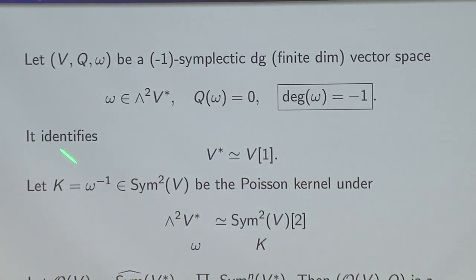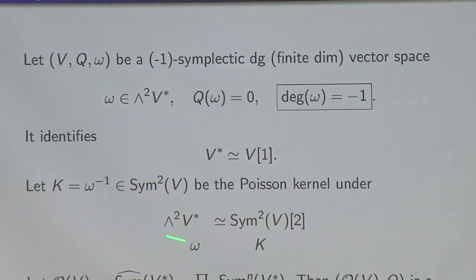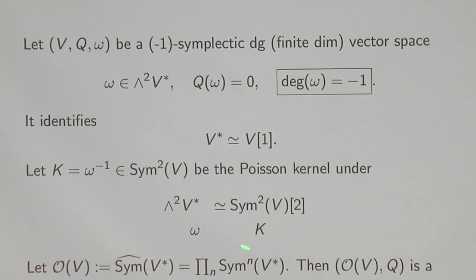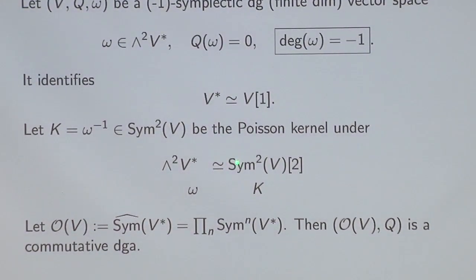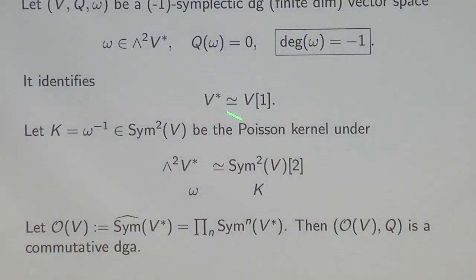And suppose then you study, for example, the Poisson kernel of the symplectic form. Under this identification, this Poisson kernel is an element of a symmetric 2-tensor. This is also because of the change of the parity. Then you can construct a differential BV algebra from the data as follows.